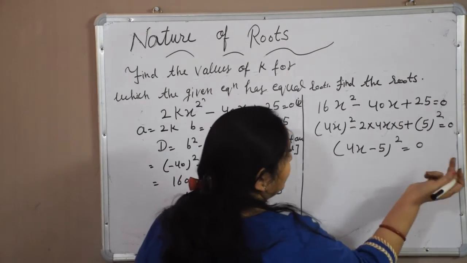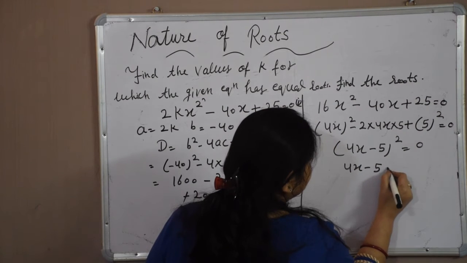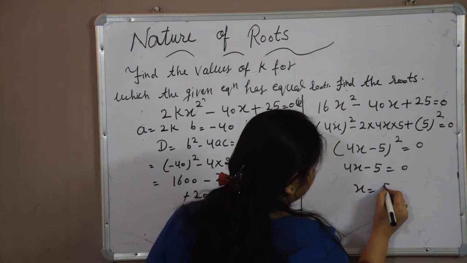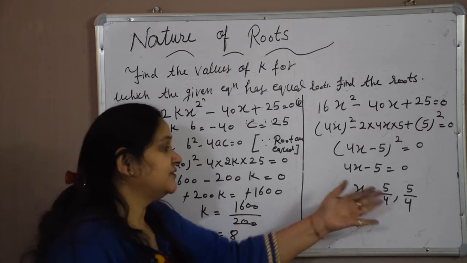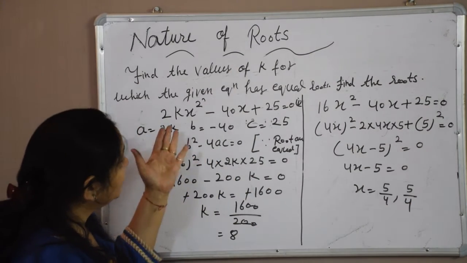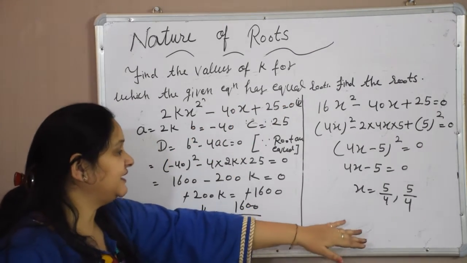So (4x minus 5) whole square means we get 4x minus 5 is equal to 0, x is equal to 5 by 4, and because it will give you two values of x, the roots are 5 by 4, 5 by 4. Already we know the roots are equal, therefore there is no problem, the roots are definitely equal.